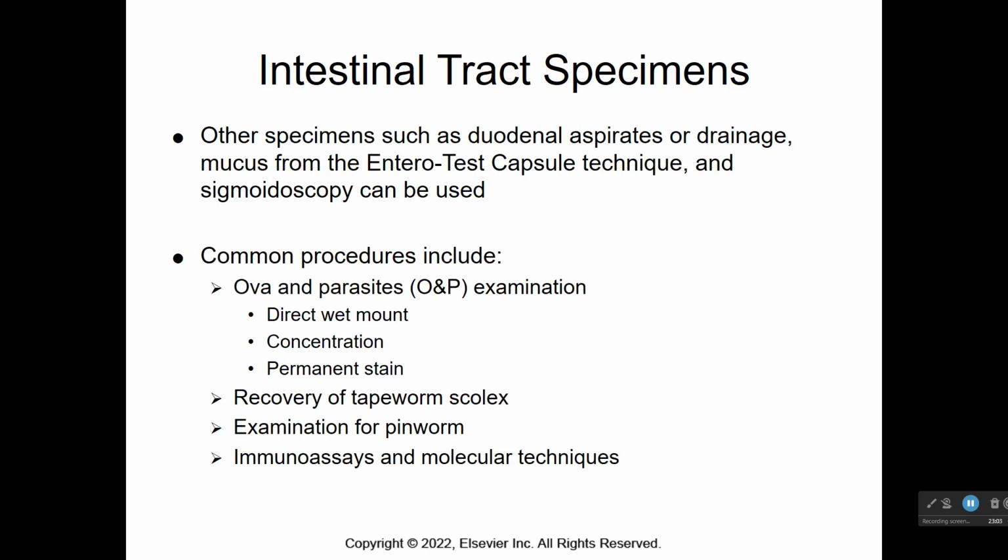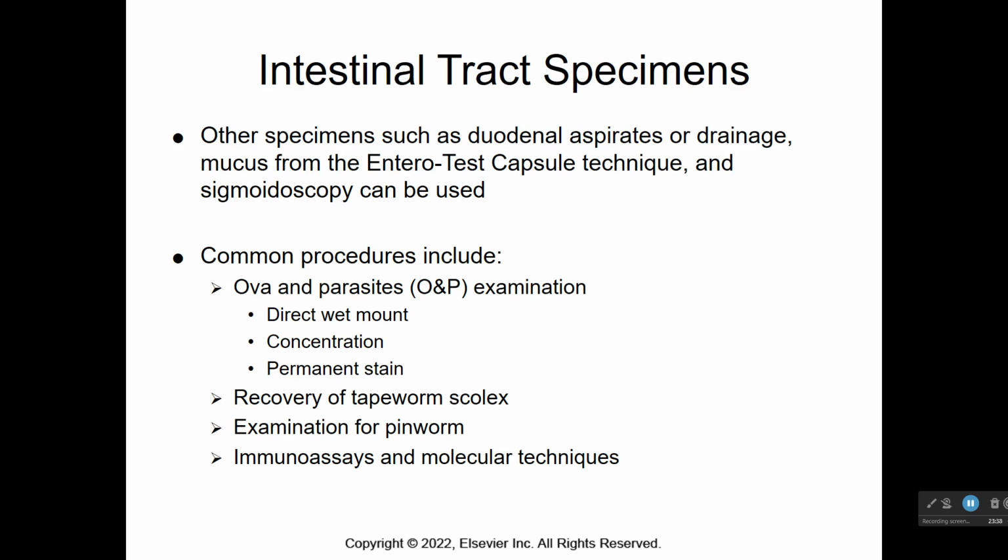Maybe drainage, maybe mucus. There is an enterotest capsule, a capsule that is swallowed by the patient. It's on a string, actually. It travels through the intestines on the string, and it comes out in the feces, and then it's checked for parasites. So with our O and P, we can do a direct wet mount, a concentration, a permanent stain. We can sometimes see some of the tapeworm body parts in the stool, called the scolex.